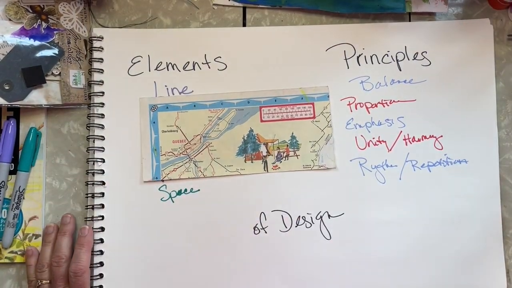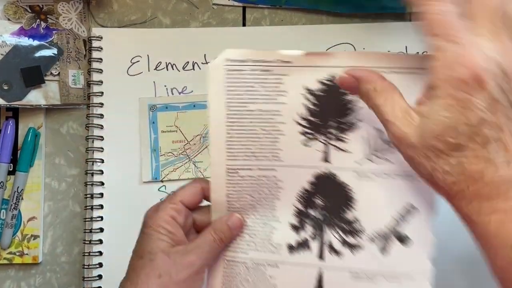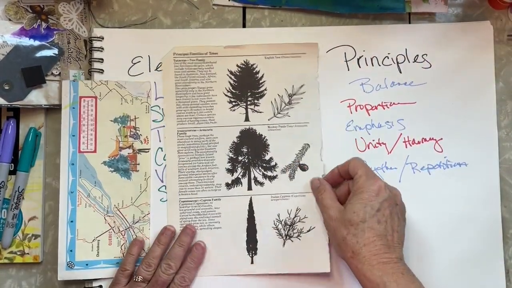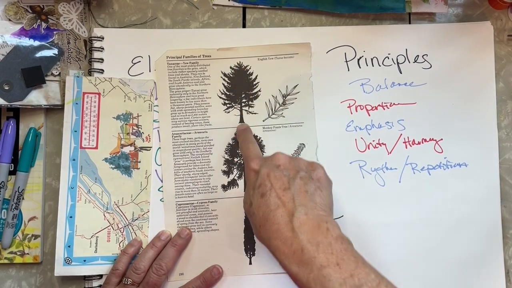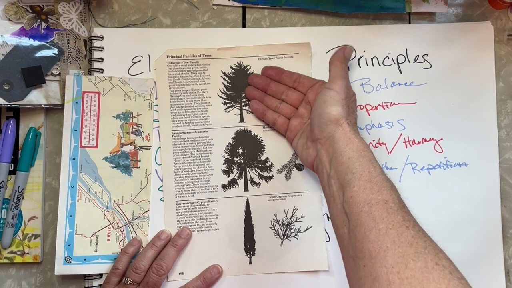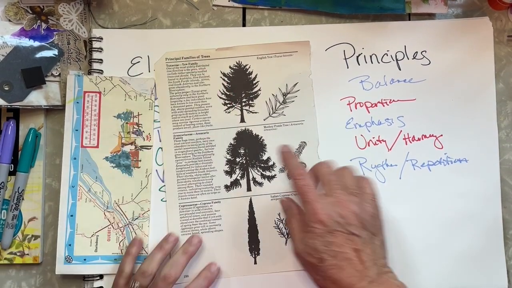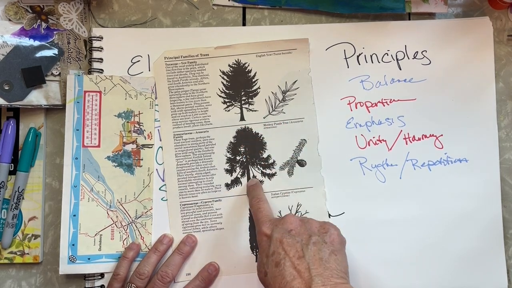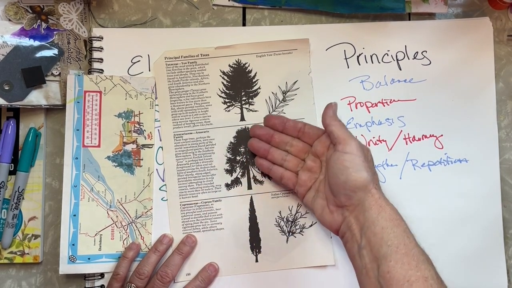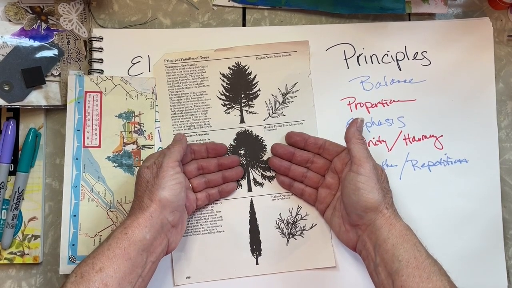Okay, so let's look at these trees. If you put a line down the center of this tree, what's on one side of the tree is very similar to what's on the other side of the tree. Same thing here. If you drew a line down the middle of this tree, what's on this side is very similar to what's on this side.